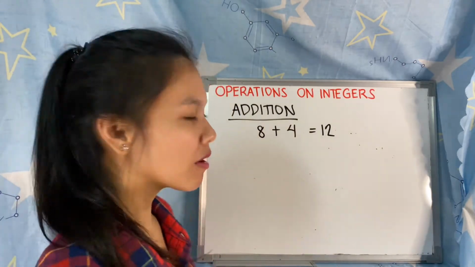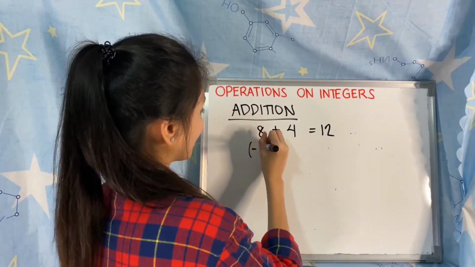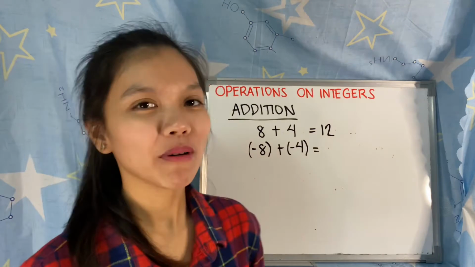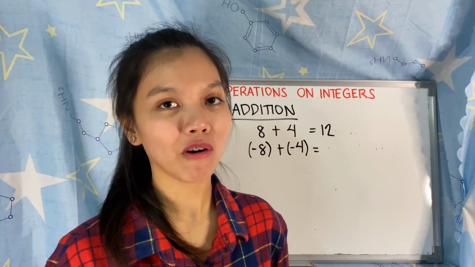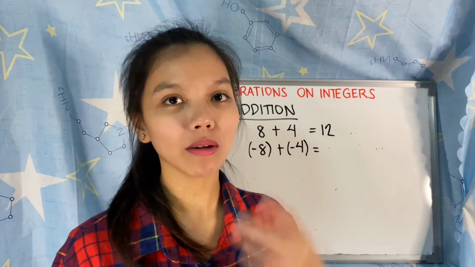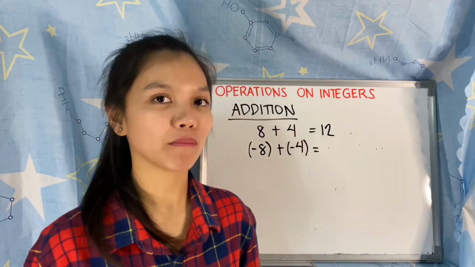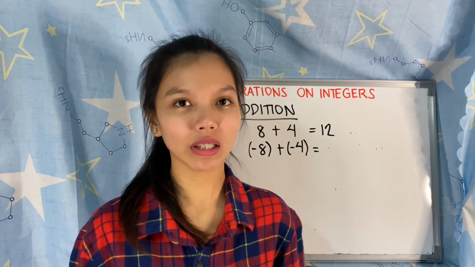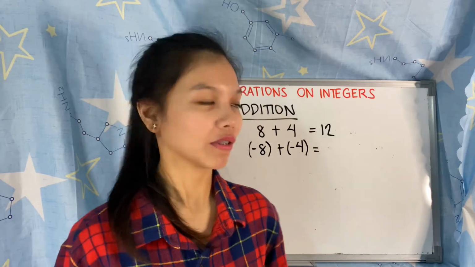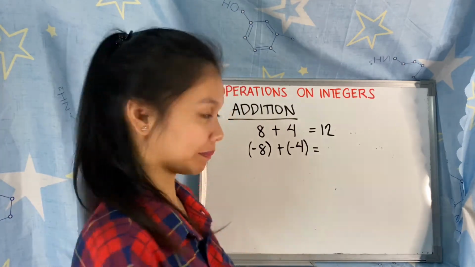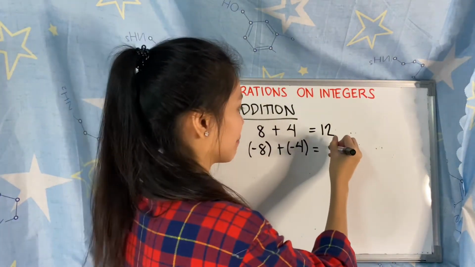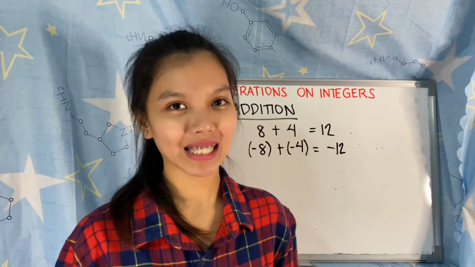Next one. How about if we have both numbers that are negative? For example, we have negative 8 plus negative 4. If both of the given numbers are negative, you are just going to add the numbers and you will copy the sign, negative. So 8 plus 4, that is 12, and you are just going to copy the negative sign. Meaning negative 8 plus negative 4 is negative 12.